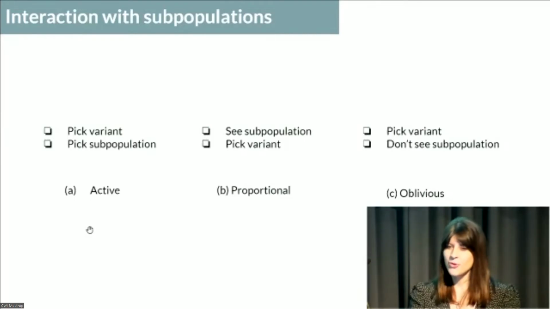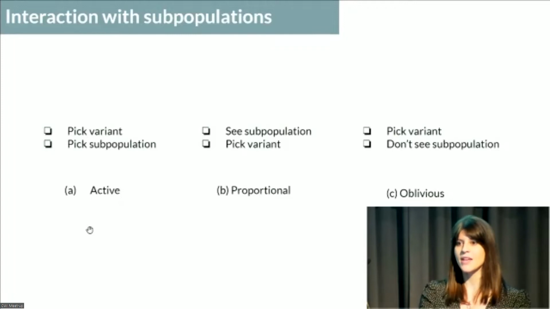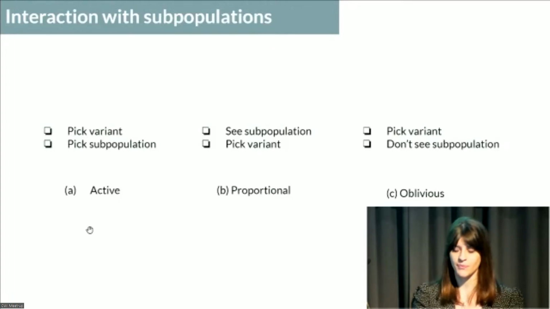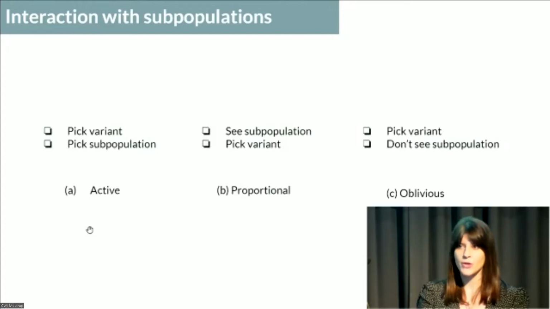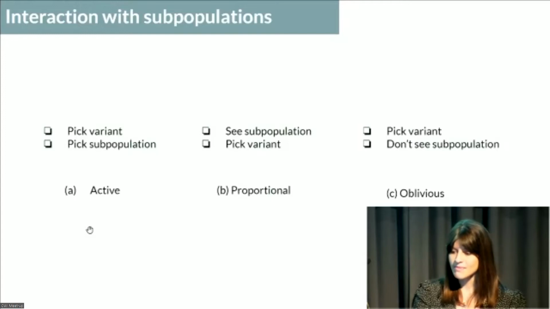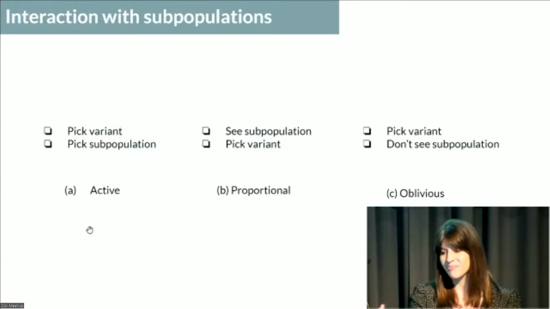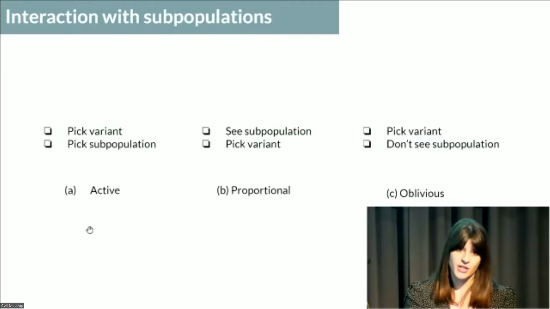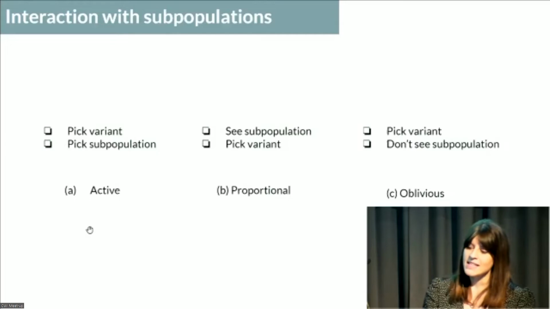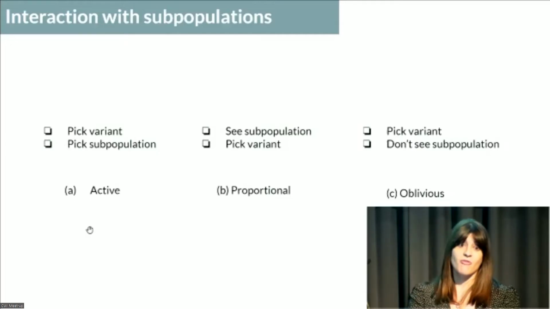The more realistic mode of interaction is what we call proportional here, in which we first observe the subpopulation and then we pick a variant given this subpopulation. And in this case, we are of course restricted to the observed frequencies at which each of the seasons appears. A last mode of interaction, which is a bit doomed as well, is the oblivious, or seasonality-unaware, version, in which we pick a variant but never get to see what the subpopulations are. In this case, the oblivious mode considers that we actually have one distribution instead of a mixture of distributions.